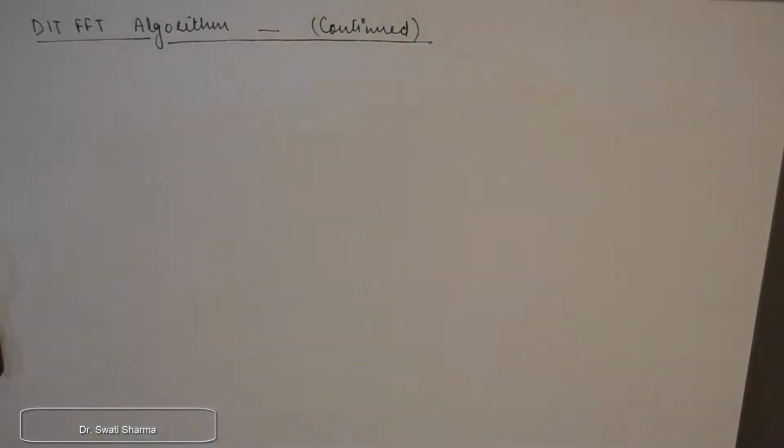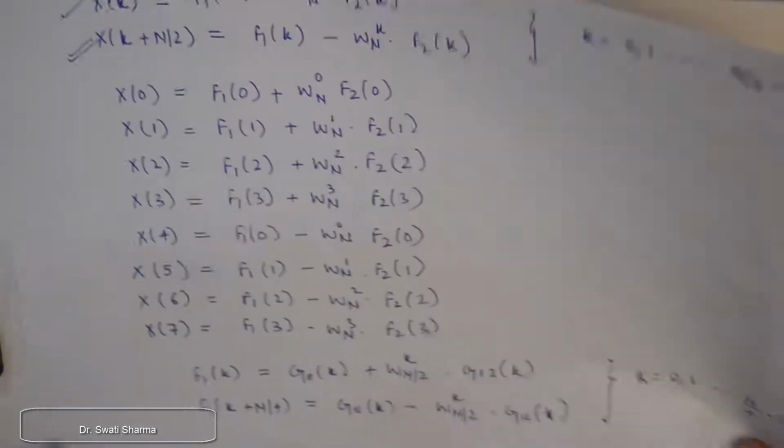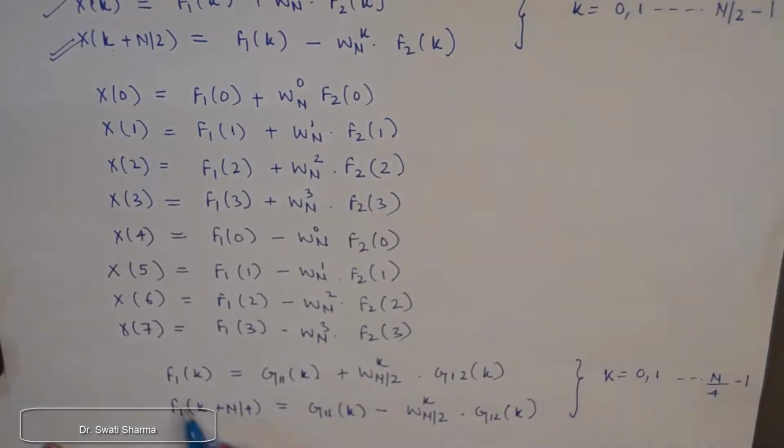Hello everyone, welcome to the continuation tutorial of DITFFT algorithm. So far we have been able to develop up till this stage where we have decimated the given discrete time sequence into its two components of even and odd sequences. So f1 of k and f1 of k plus N by 4 is developed in this manner.